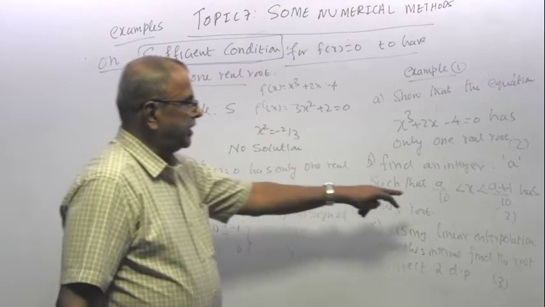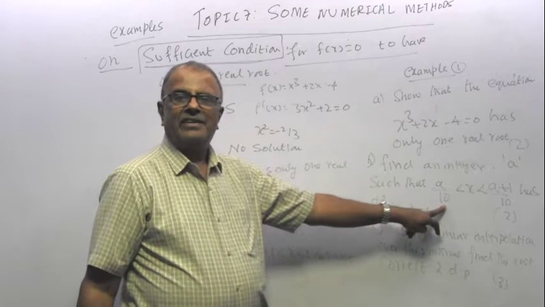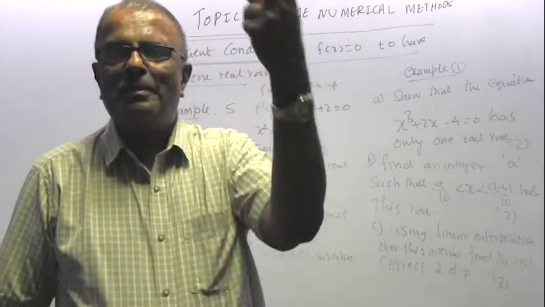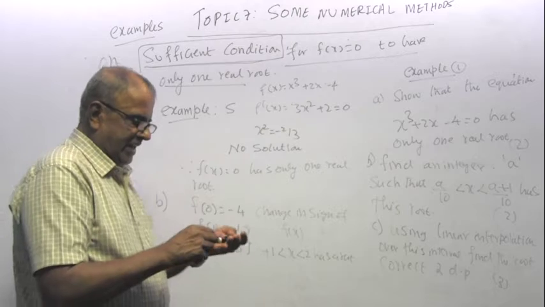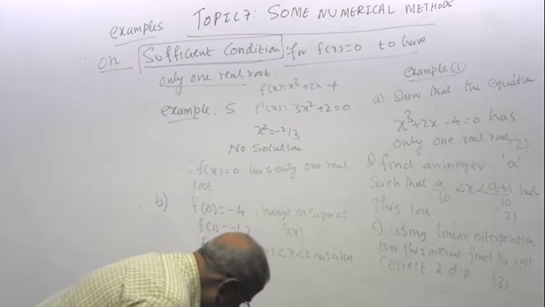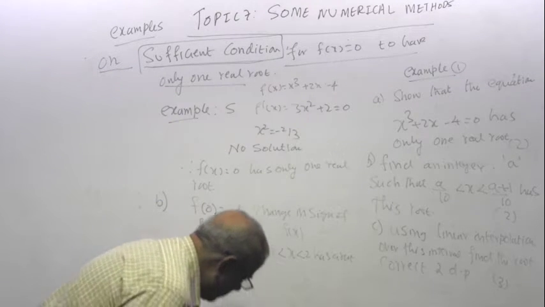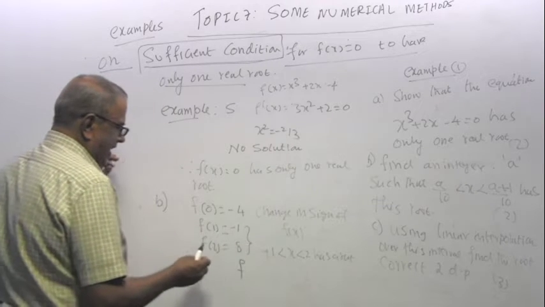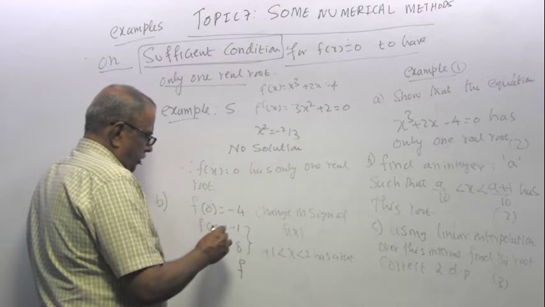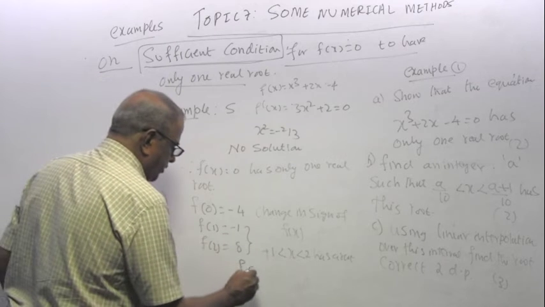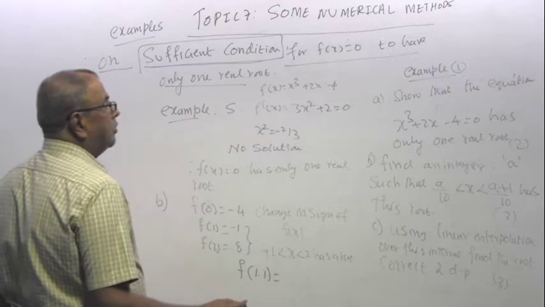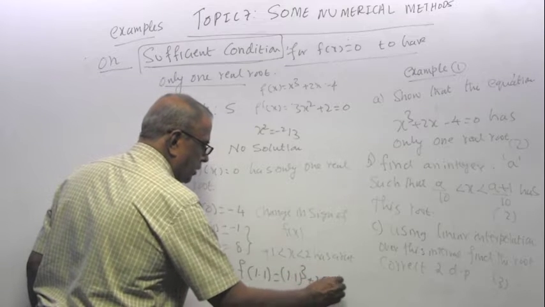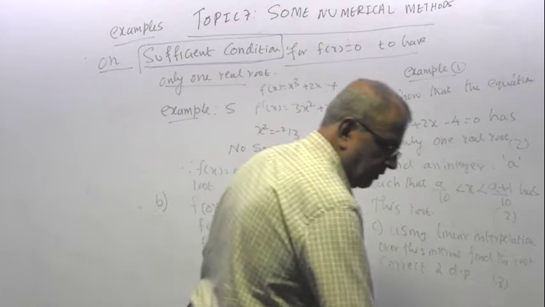But do you see that a over 10? That means he wants the root to 1 decimal place, the interval. So indirectly they have told you to find an interval of width 1 decimal place. As you can see, the root is closer to 1 than to 2. So try f of 1.1, which will be 1.1 cube plus 2 times 1.1 minus 4. Shall we find out what it is?